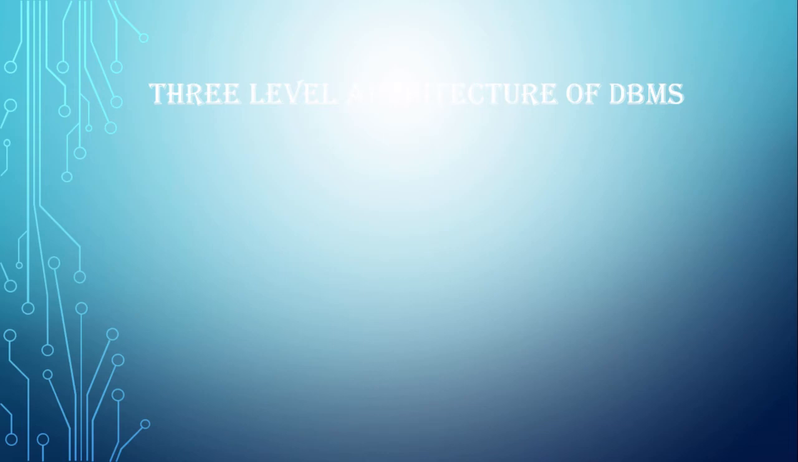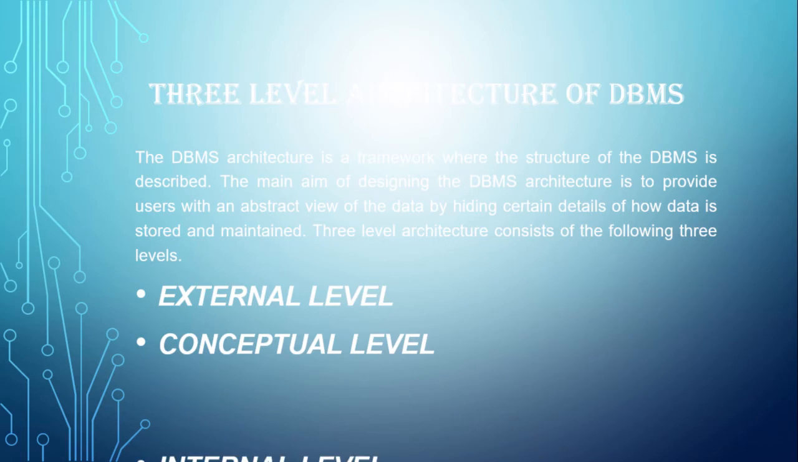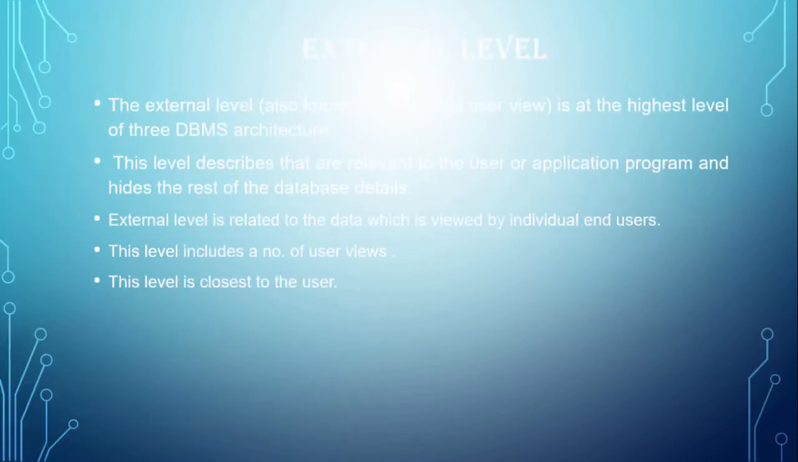American National Standards Institute proposed this three-level architecture. The first level is known as external level, the second level is known as conceptual level, and the third level is internal level. Now we see how these three levels work together. First of all, we discuss what is external level.